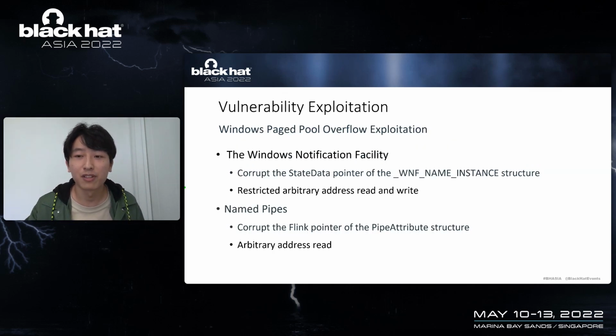Hello everyone, my name is Linshuang. Last, let me introduce a universal method for Windows paged pool overflow exploitation. Currently, the existing Windows paged pool overflow exploitation methods are as follows. One is the WNF. By overflow, corrupting the state data of the WNF structure, we can achieve restricted arbitrary address read and write. The other is the named pipe. By overflow, corrupting the link pointer of the pipe attribute structure, we can only achieve arbitrary address read.